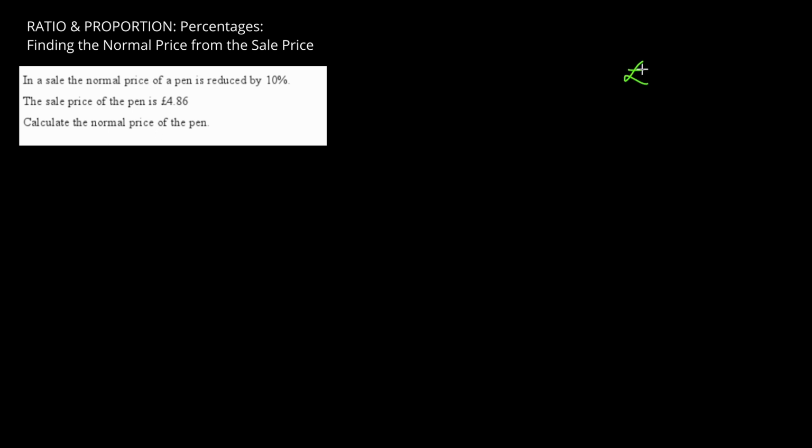We've got a sale price of £4.86, and before the sale we had the normal situation. We don't know the price here, so let's call it X. What did the shopkeeper decide? Well, the shopkeeper decided to reduce the normal price by 10%.